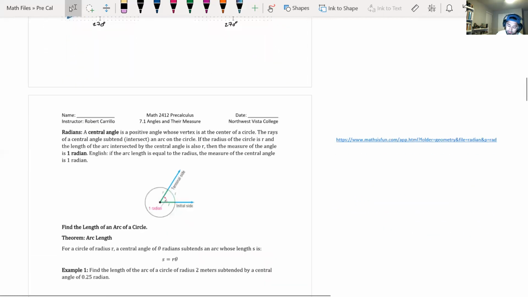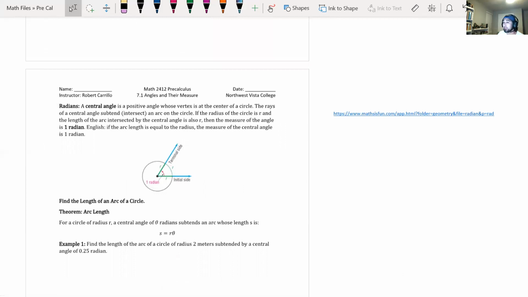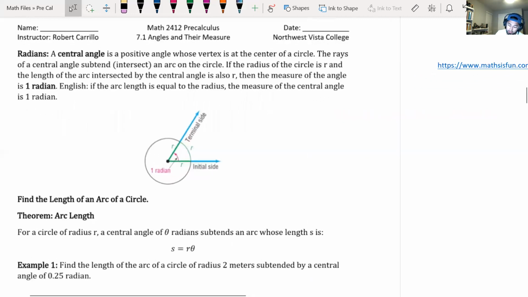Next is the definition of a radian. A central angle is a positive angle whose vertex is at the center of a circle. The rays of a central angle subtend, or intersect, an arc on the circle. If the radius of the circle is r and the length of the arc intersected by the central angle is r, then the measure of the angle is 1 radian. So in English, if the arc length is equal to the radius, the measure of the central angle is 1 radian. So this is the definition of a radian value.